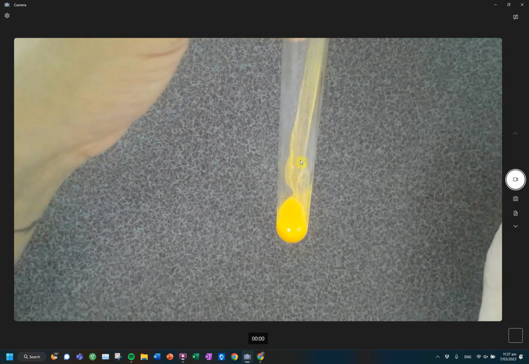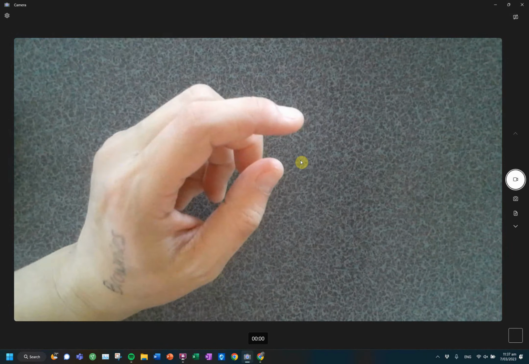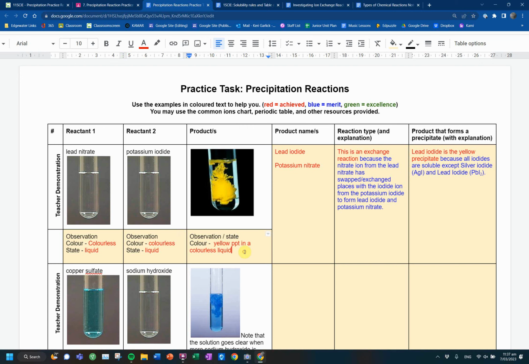Pretty, isn't it? It's probably my favorite one because yellow is my favorite color. Anyway, don't drink it, toxic. All right, so with our observations, we need to state 2 things. First off, what we notice happening. The first thing that's happened is we have a yellow precipitate, so that's my solid that's forming.